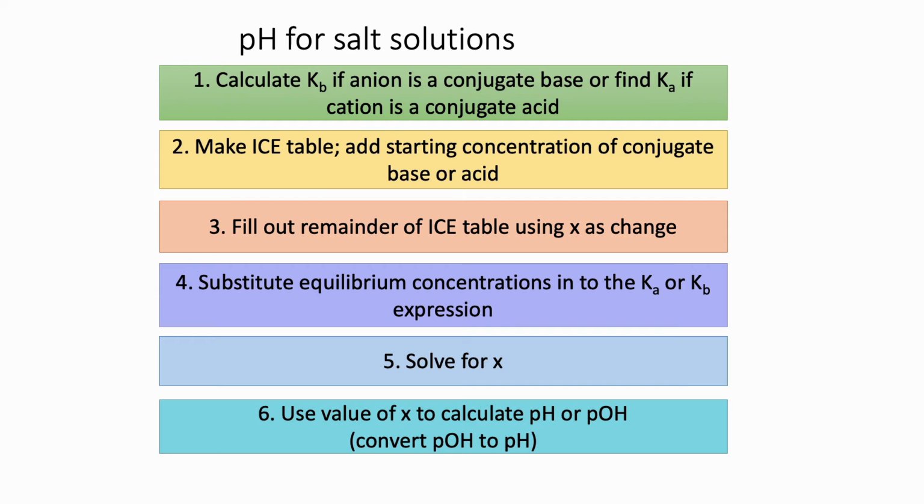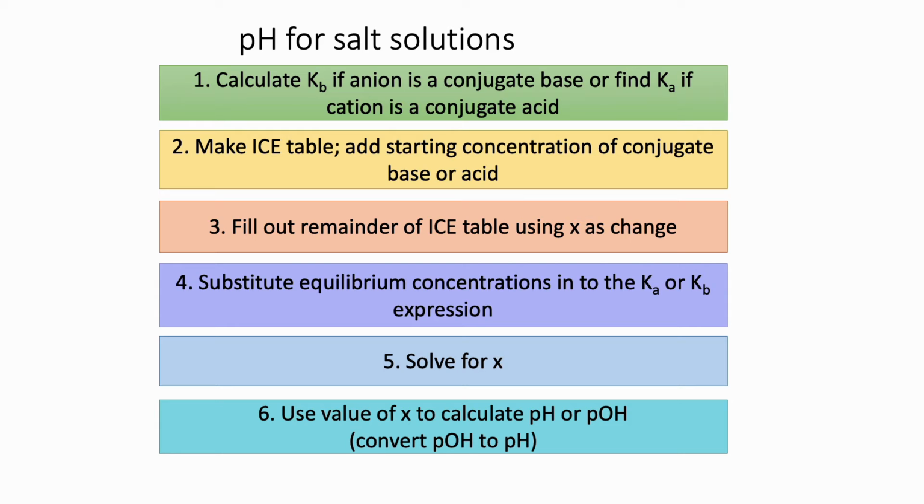So let's talk through how to calculate pH for salt solutions. Most of these steps are going to look super familiar because they are basically weak acid, weak base equilibria. So really the only thing that should look different in the series of steps is step 1, where we have to figure out what we are using for our equilibrium constant. If your anion is a conjugate base, we'll use Kb. If your cation is a conjugate acid, we'll use Ka. And you may have to calculate it based on what information is available to you.